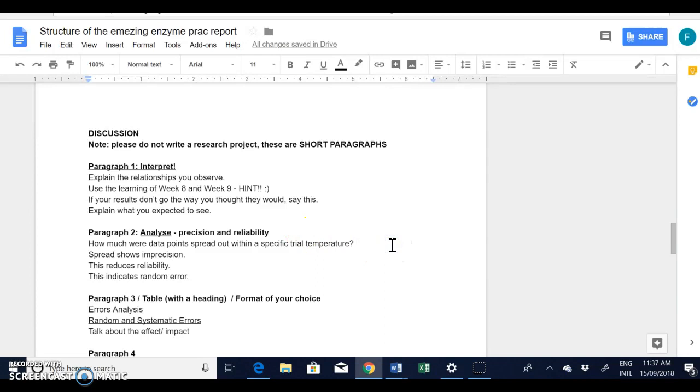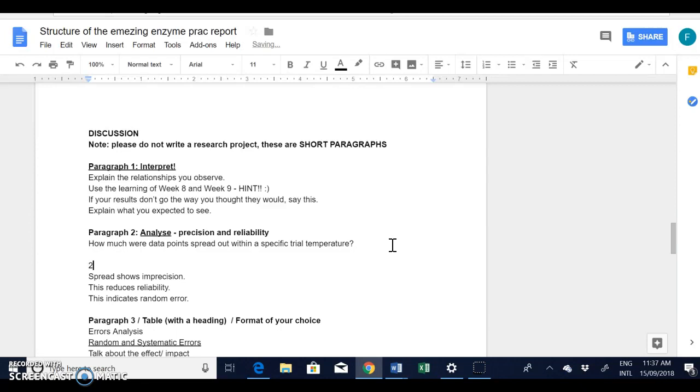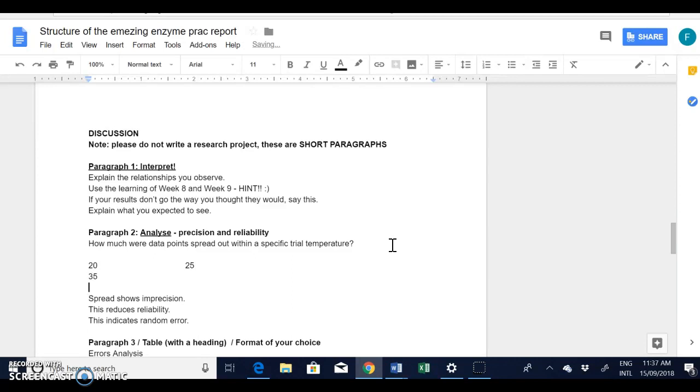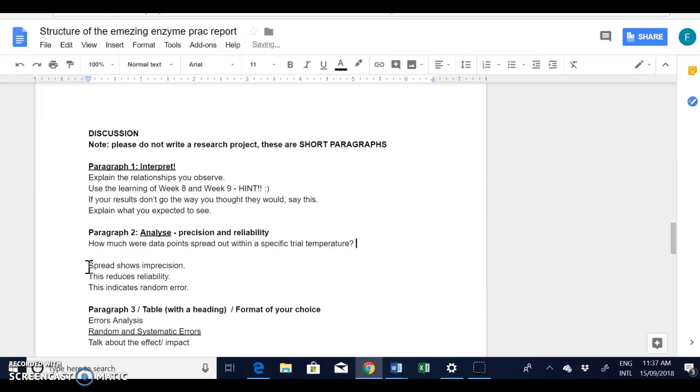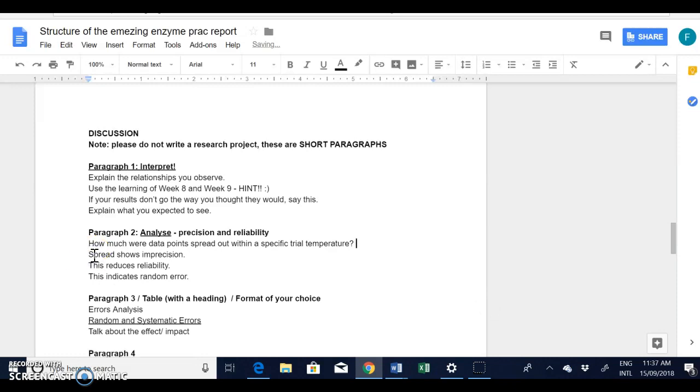So precision and reliability are really talking about how much the data points spread out within the specific trial temperature. So say you had 20 degrees Celsius, with proper units, and you had 25 and 35 and 45 and 55 and so on. Say you had those results. They're really spread out, aren't they? If you've got a spread out set of results like that, that indicates that there's a level of imprecision here. That imprecision will reduce reliability and indicate random error.